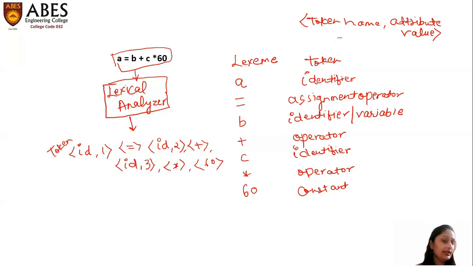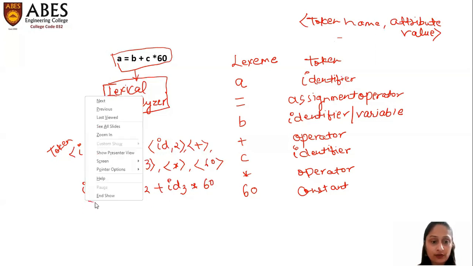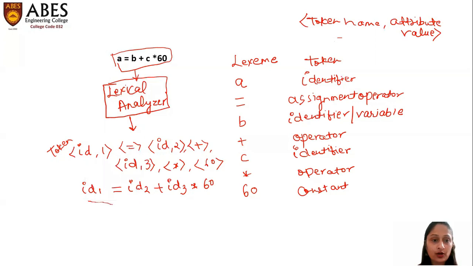It will convert it into the form of tokens as ID1 equals ID2 plus ID3 times 60. This is the sequence of tokens and the output of lexical analysis.